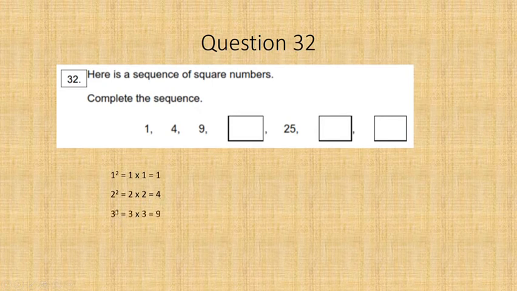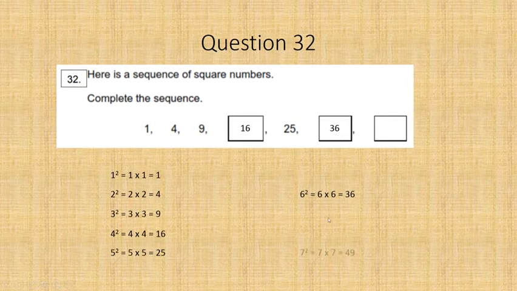3 square equals 3 times 3, which equals 9. 4 square equals 4 times 4, which equals 16. 16 is missing here, so put it in the sequence. After that, go to the 5. 5 square equals 5 times 5, which equals 25. It's already here. 6 times 6, which is 6 square, is 36. 36 is missing, so put it in the missing square. The last one is 7 square, which equals 7 times 7, which equals 49. Put it in the answer. And this is the answer for question number 32.